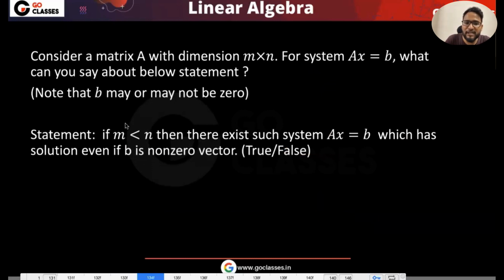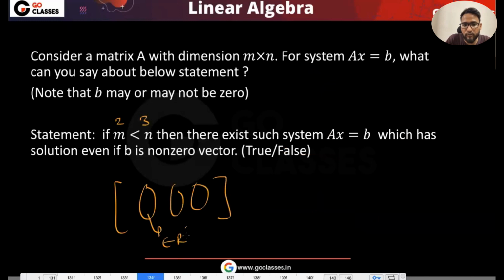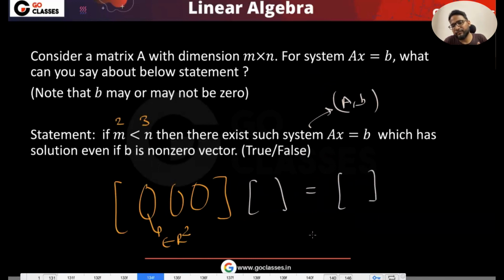They are saying if m is less than n, maybe again let me take 2, 3, which means 2 rows and 3 columns. Okay, since there are 3 columns and 2 rows, this is in R2. Then there exists a system. System means A and B. So there is an A and B which has a solution even if B is a non-zero vector. There exists A and B such that you have the solution. If these are the 3 vectors in R2, then maybe it is 1, 2. This is 1, 2. Then you have the solution which is 1, 0. Okay. Obviously, there is a system.